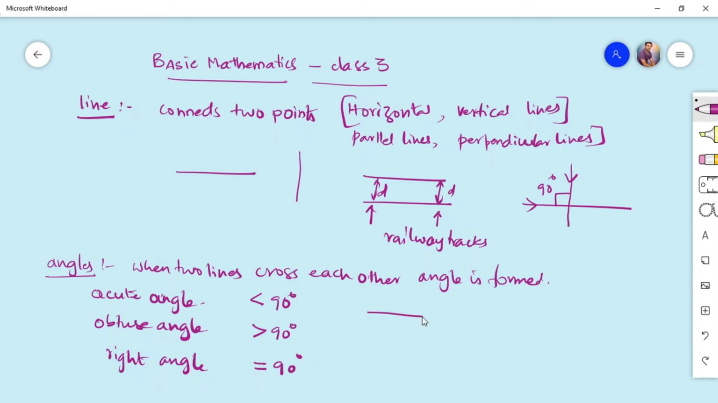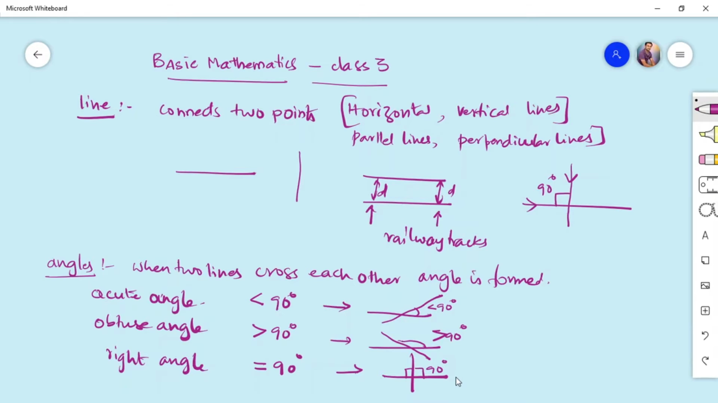Now if you take this as our reference line and the line is crossing like this, this particular angle is less than 90, so this is an acute angle. Similarly for an obtuse angle, if we take this as a reference line and the line is crossing like this, this angle which is greater than 90 is your obtuse angle. And then we have a right angle with a reference line. If it is forming 90 degrees, then it is a right angle.